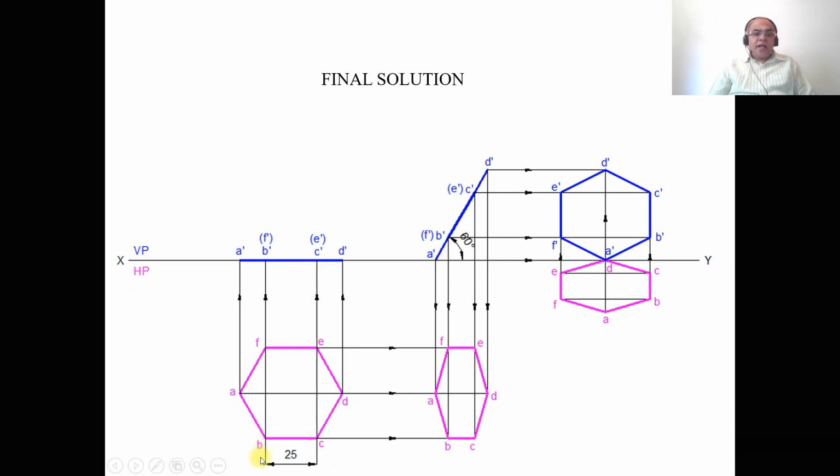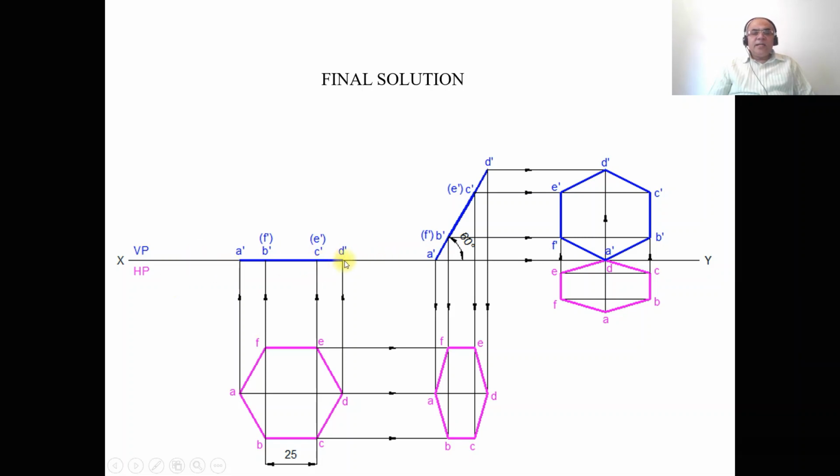And as we see from the front view, A, B, C, D are near to the observer, so mark these points as A dash, B dash, C dash and D dash. And E and F are away from the observer, so E dash in bracket and F dash in bracket. Then, as we joined A to B, B to C, C to D in the top view, similarly you join A dash to B dash, B dash to C dash, C dash to D dash with a dark line, because visible to visible is visible. So once you get this line, then he says one of the corners is on HP.